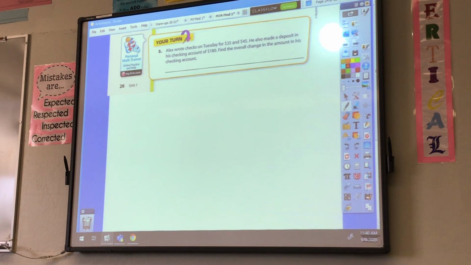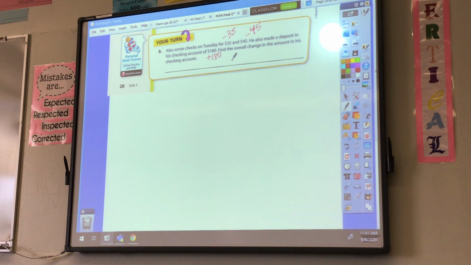So we have Alex, who wrote checks on Tuesday for $35 and $45. And then he made a deposit of $180. So let's talk about our numbers first. Is the 35 going to be positive or negative? Negative. It's a check. He's spending it. And how about the 45? Negative. And how about this deposit of 180? Positive. You guys agree? Positive 180 for a deposit? Yes. All right, let's write out an expression.